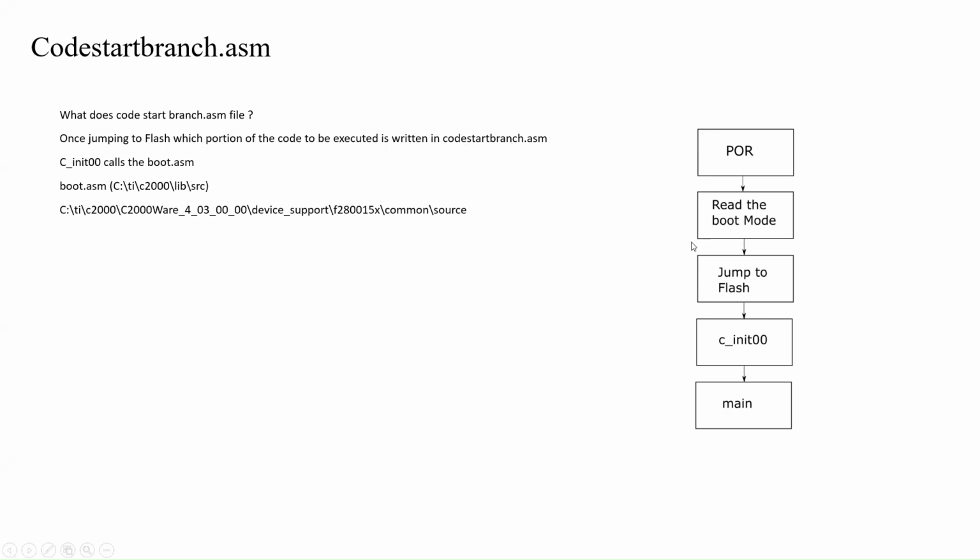So what it basically does is, it will have a power on reset and it will go to one location. You'll read the boot mode, whether you want to jump to flash or jump to CAN; there are different options. And then normally, if it is jump to flash, we'll give some C underscore init 00. This C init 00 calls some boot.asm file.